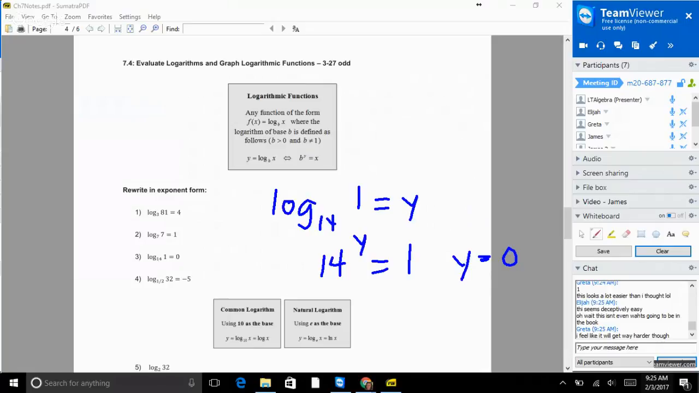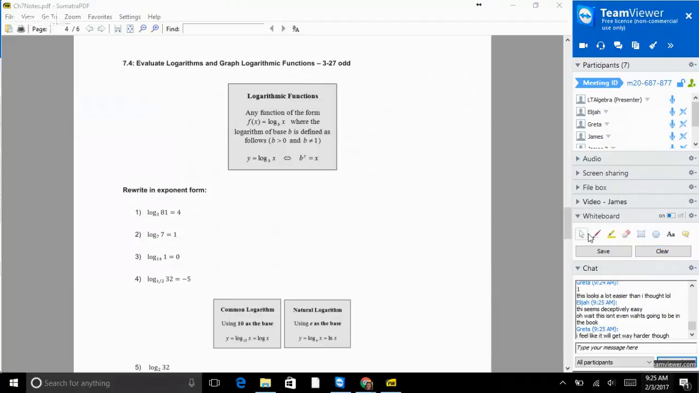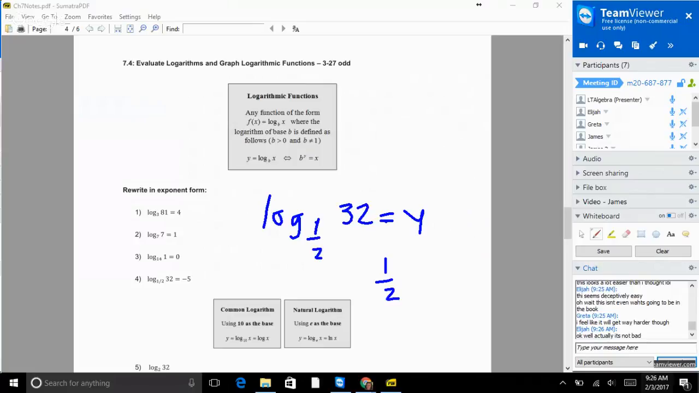Okay, and then one more, if my computer will let me. Okay, we have log base 1/2 of 32. This one's a little trickier. This is where you might want to bust out your calculator, right? So equals y. So what this is, 1/2 to the y equals 32. So this one you might not know off the top of your head. So the solution for y here is negative 5.